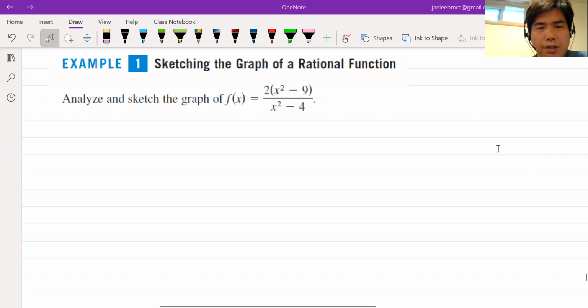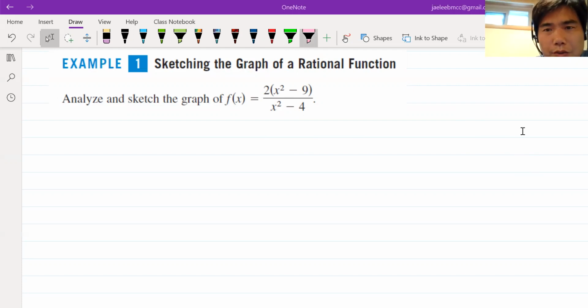Hello everyone. So this time we want to talk about sketching the graph of a function. Okay, so this time we will sketch the graph of the following function. Analyze and sketch the graph of f(x) = 2(x² − 9)/(x² − 4). As you see, this is a rational function form.